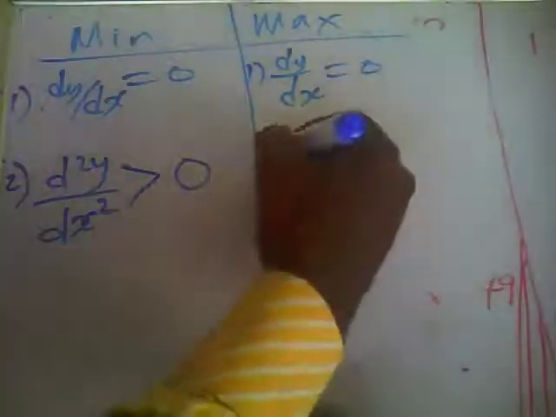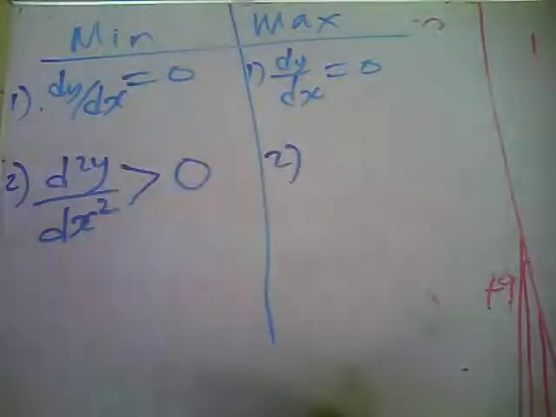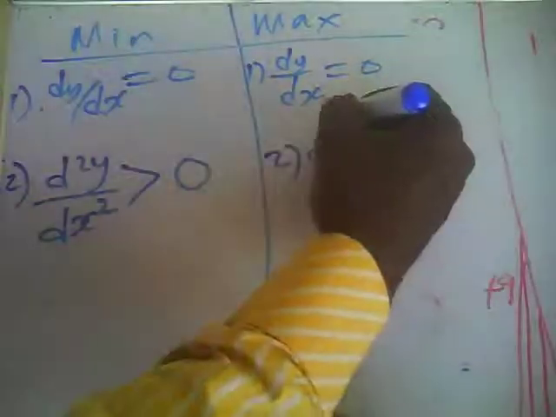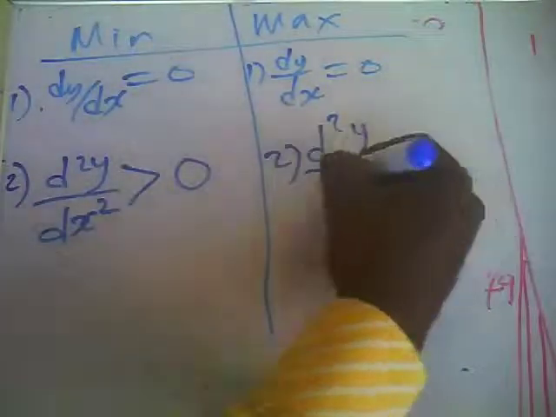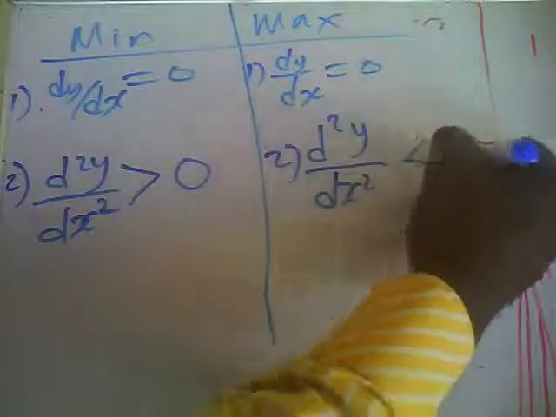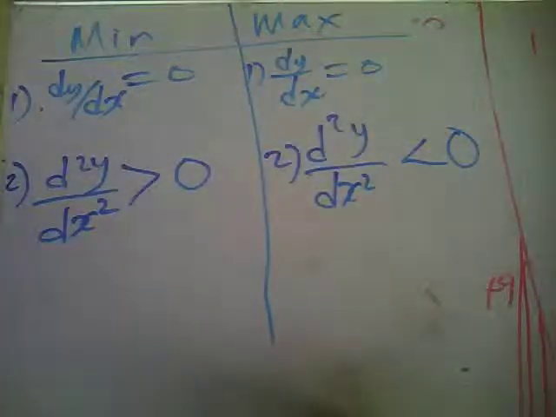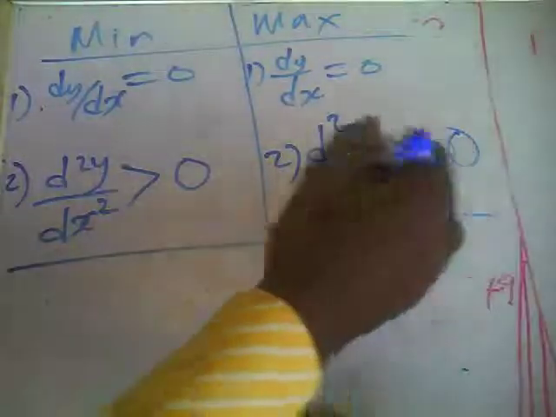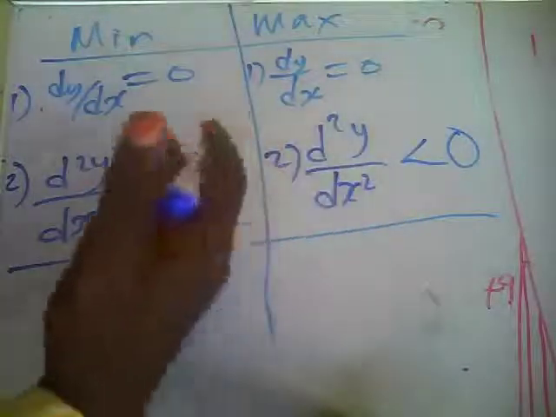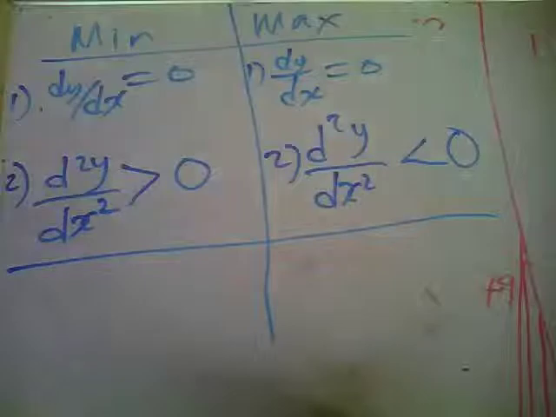Then for a maximum function, d²y/dx² must be less than 0. That is, must be negative. So that is what satisfies conditions for minima and maxima. So let's solve this problem.